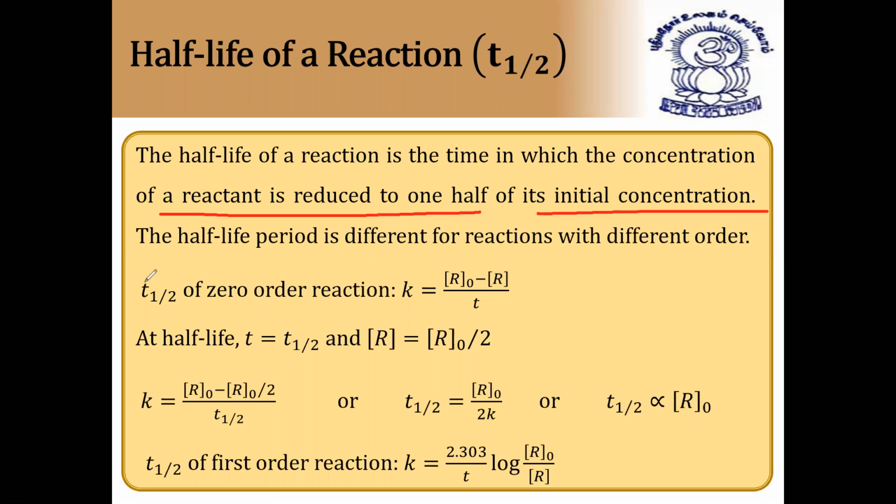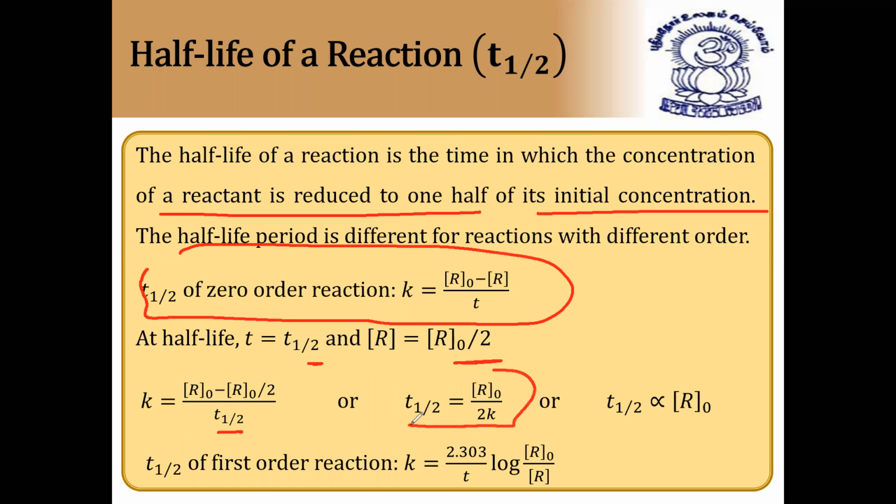For zero order reaction, this is very important. K is equal to R naught minus R by t, where at half life t is equal to t half, so R is equal to R naught by 2. So K is R naught minus R naught by 2, divided by t half. Straight away we get the formula t half is equal to R naught by 2K. For zero order, you have to use this formula for finding the half-life: initial concentration by 2 into the rate constant.